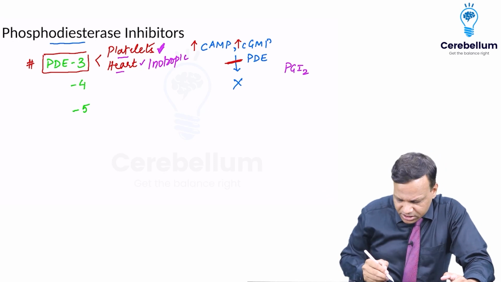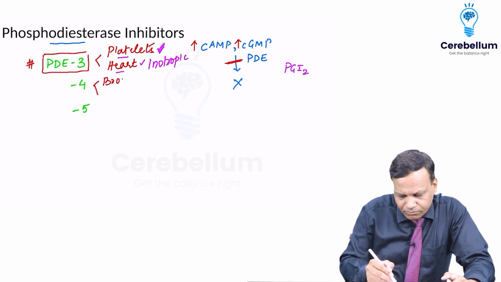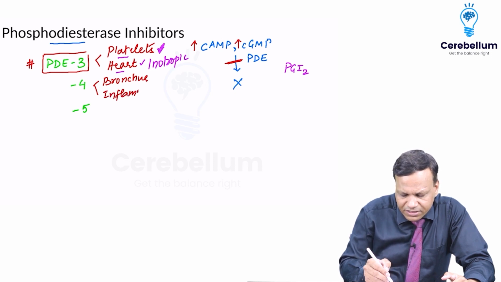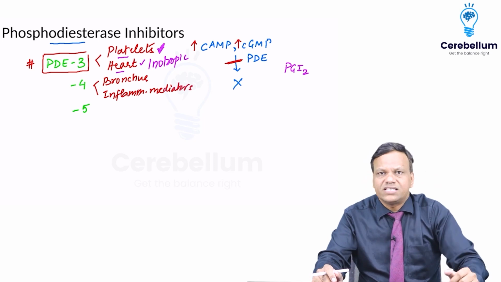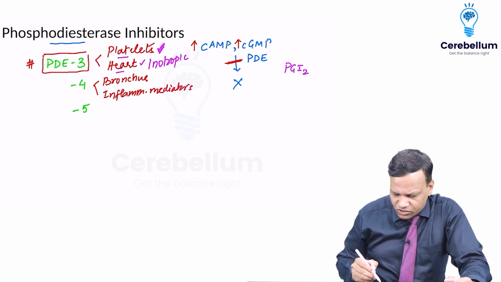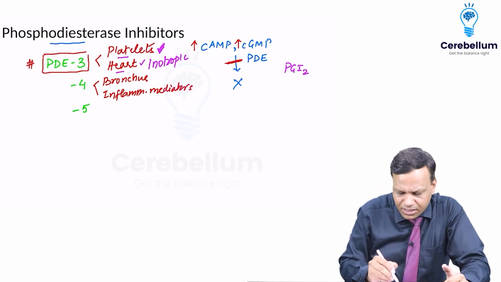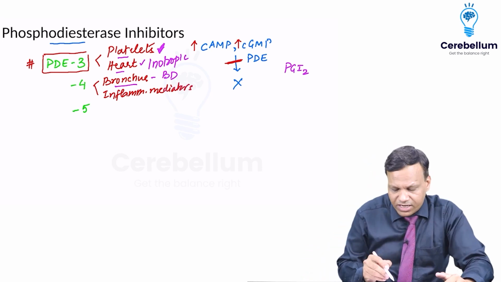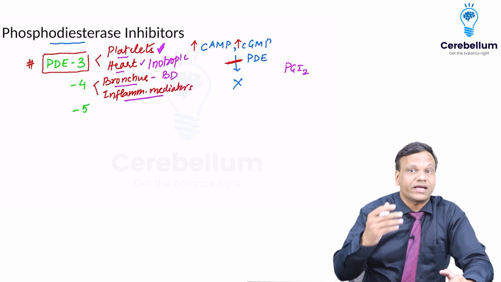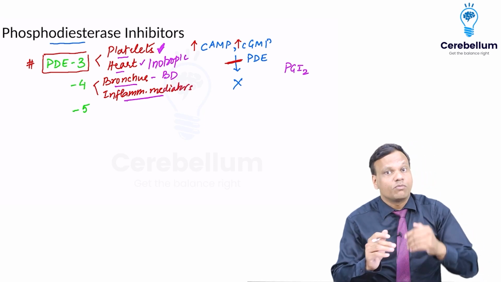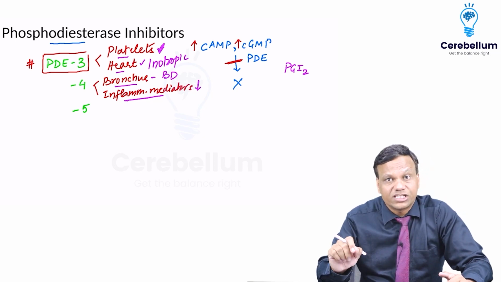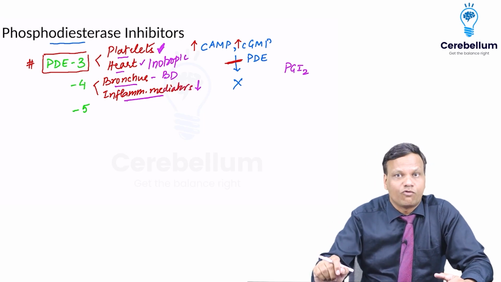Then phosphodiesterase 4 is present in bronchus, and it is also involved in releasing the inflammatory mediators. That is important. If we inhibit phosphodiesterase, there will be an increase in cyclic AMP, so that can lead to bronchodilation. Remember, cyclic AMP causes bronchodilation, whereas inflammatory mediator release is inhibited by cyclic AMP. So when we inhibit phosphodiesterase 4, more cyclic AMP occurs, so there will be a decrease in the inflammatory mediators. So in many inflammatory conditions, we can use phosphodiesterase 4 inhibitors.